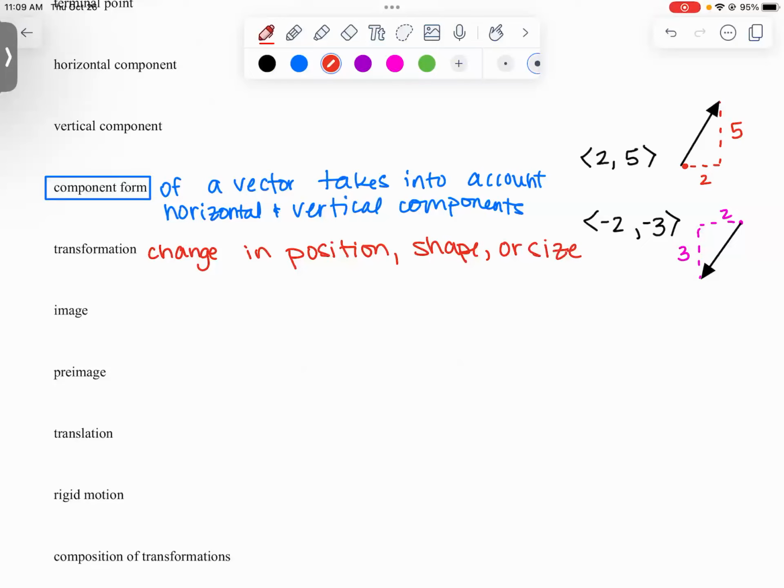Now, we're going to talk about an image and a pre-image. Okay, and those are the two different terms that we're going to use when we're talking about basically original and new. Okay, so the pre-image would be our original figure, but then the image is our resulting figure.